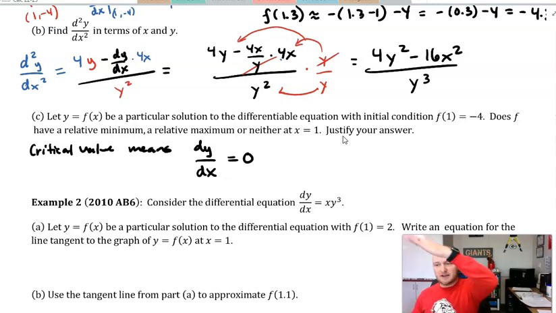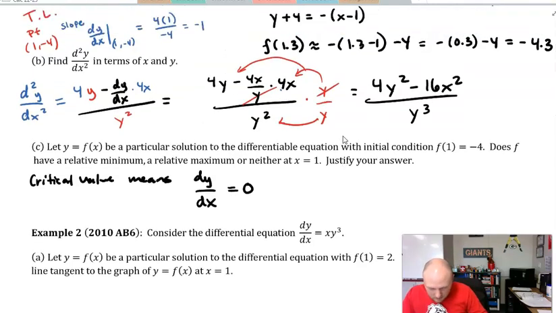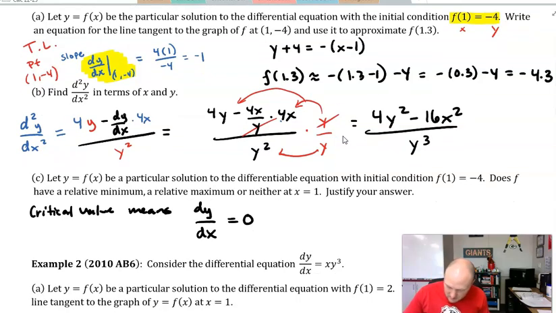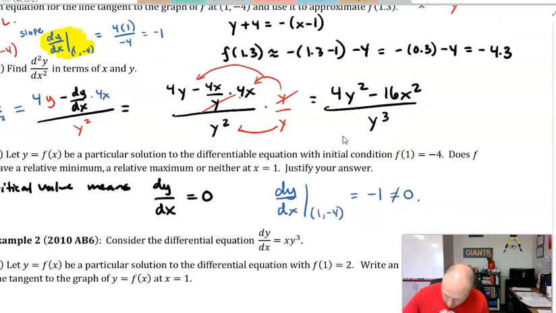Now, I don't know if it's a max or a min. Concavity could come into play, it could be a saddle point, but that's the first step. So, didn't we find out right away up here? Didn't we use dy dx evaluated at 1, -4? We found that, and that was -1. So dy dx evaluated at 1, -4 equals -1, which is not 0.